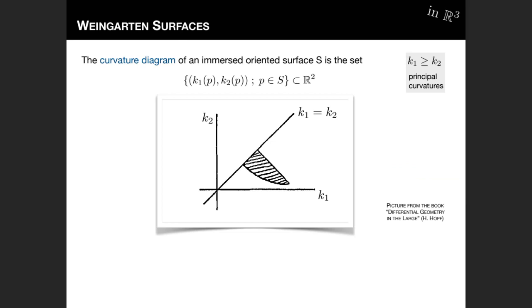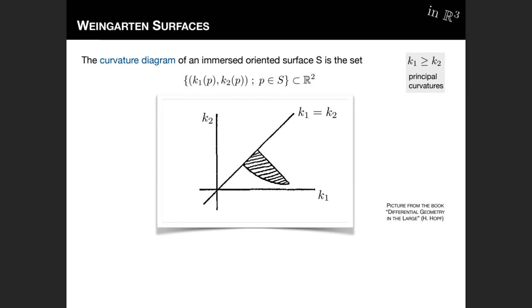So, well, for any oriented surface in R3, if we have the two principal curvatures, K1 and K2, the curvature diagram is the set of the plane where the principal curvatures live. So if we assume that K1 is the greatest principal curvature, then in general, the curvature diagram is going to be some two-dimensional region in the half plane determined by the diagonal K1 equals K2.